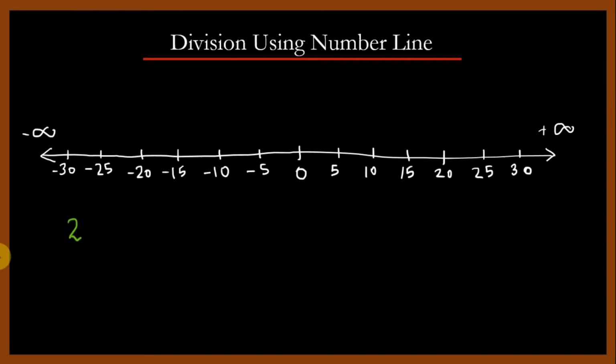Division on a number line is easy. All you have to do is start from a point such as 20, and then if you want to divide by 5, jump 5 units towards 0 repeatedly until you reach 0. Then count the number of jumps you made, that will be your answer. So we made 4 jumps to reach 0. So 20 divided by 5 is equal to 4.